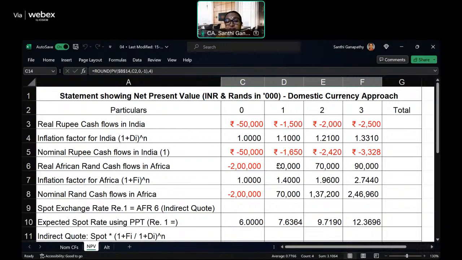Real African Rand cash flows, what is it in Africa? These are in real terms. Inflation factor for Africa we know because 40% inflation rate is given. Find the inflation factor, apply it, get the nominal Rand cash flows. Up to this, is it okay?